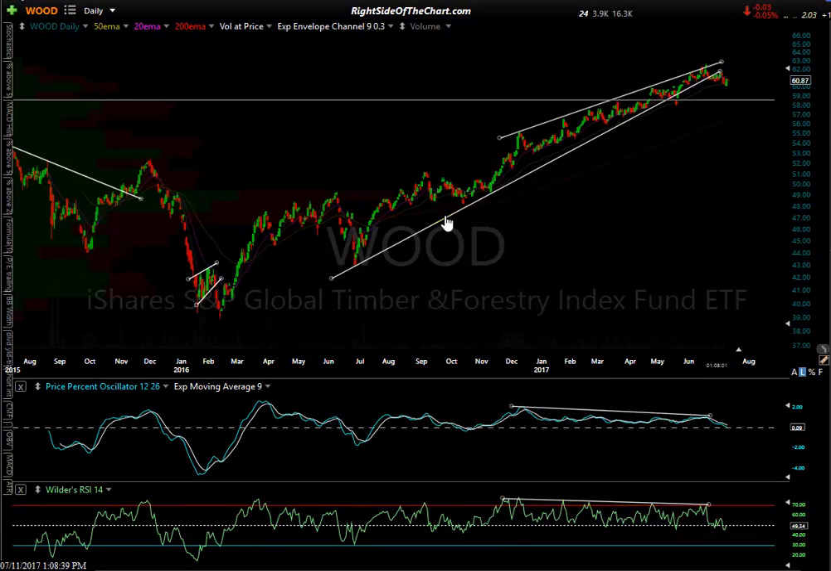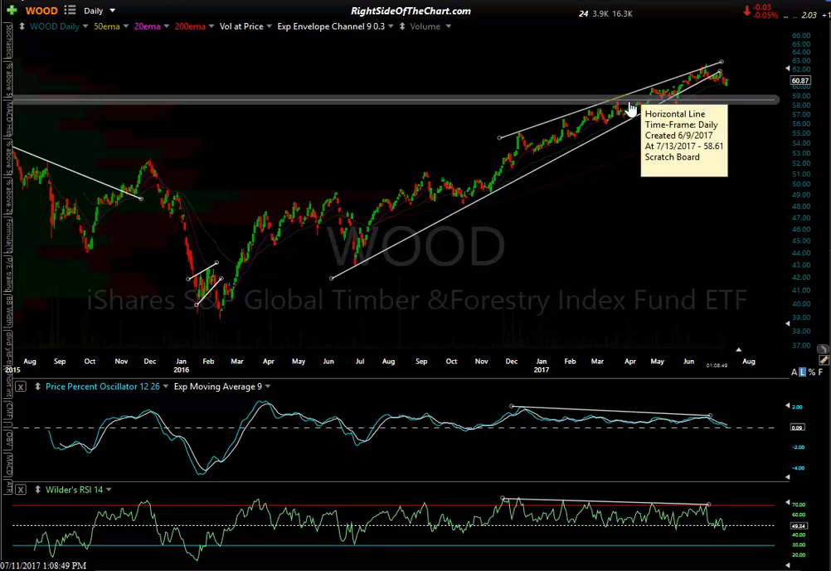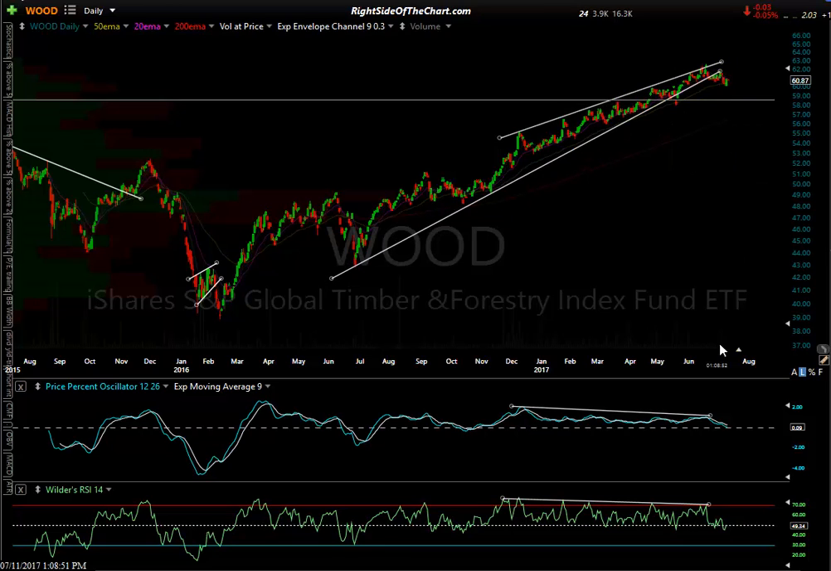However, we need to see wood also follow suit. Wood's already broken down. Wood had a whipsaw breakdown here. The trend line's not as well defined, but you can see these charts look very similar. So I'm watching both of these.